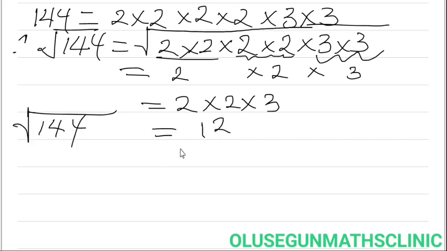So in finding the square root of a given number, the most important thing to know is that you first find the factors of that number. Getting the factors of that number will surely help you to find the square root and the square of the number. So let's have another example.